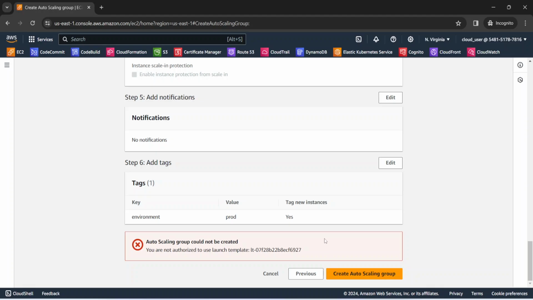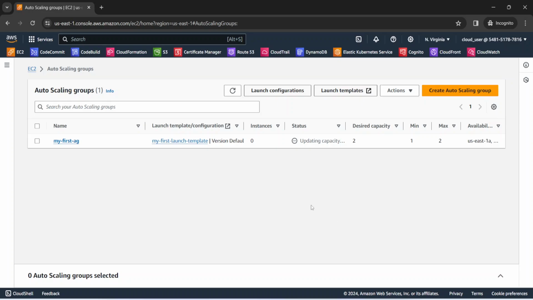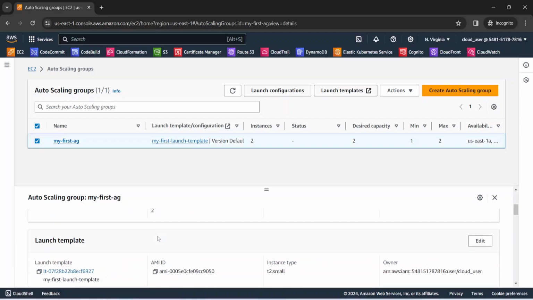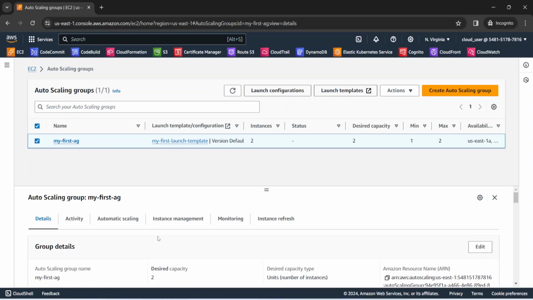So it says auto scaling group could not be created. Yeah, it was a technical glitch. Now you can see our launch template is created. Auto scaling group is created successfully. So it says updating capacity. We'll hit refresh a couple of times. So you can see almost all the details here.